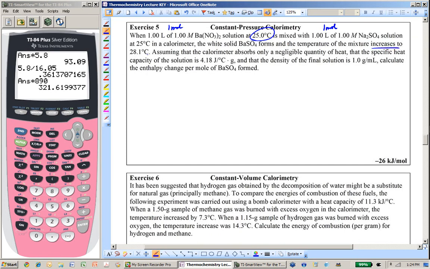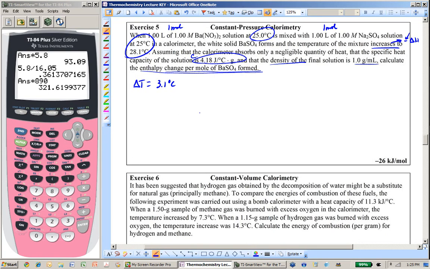to 28.1. Delta T, I could do in my head, right? What's the difference there? 3.1 degrees Celsius. It also increases, so I know I'm going to have a negative delta H, so I need that negative sign. Assuming that the calorimeter absorbs only a negligible quantity of heat, that the specific heat capacity of the solution is this, there's my C, and the density of the final solution is 1 gram per mL. Calculate the enthalpy change per mole of barium sulfate formed.